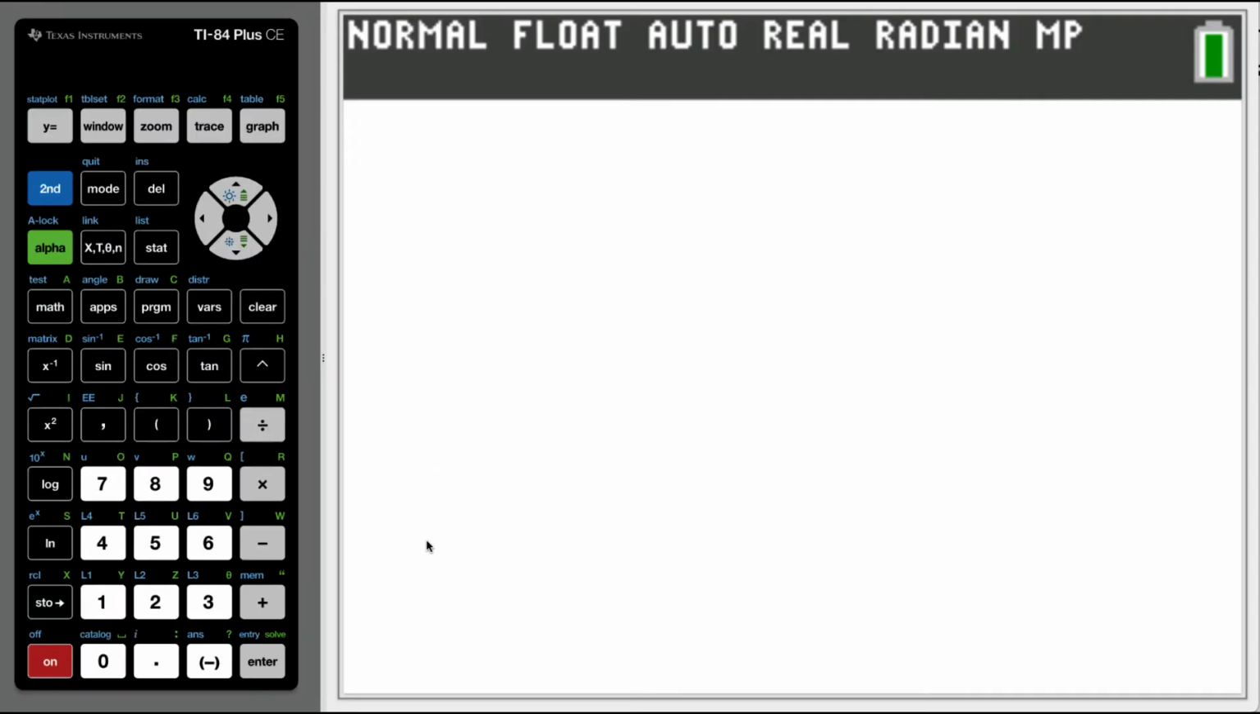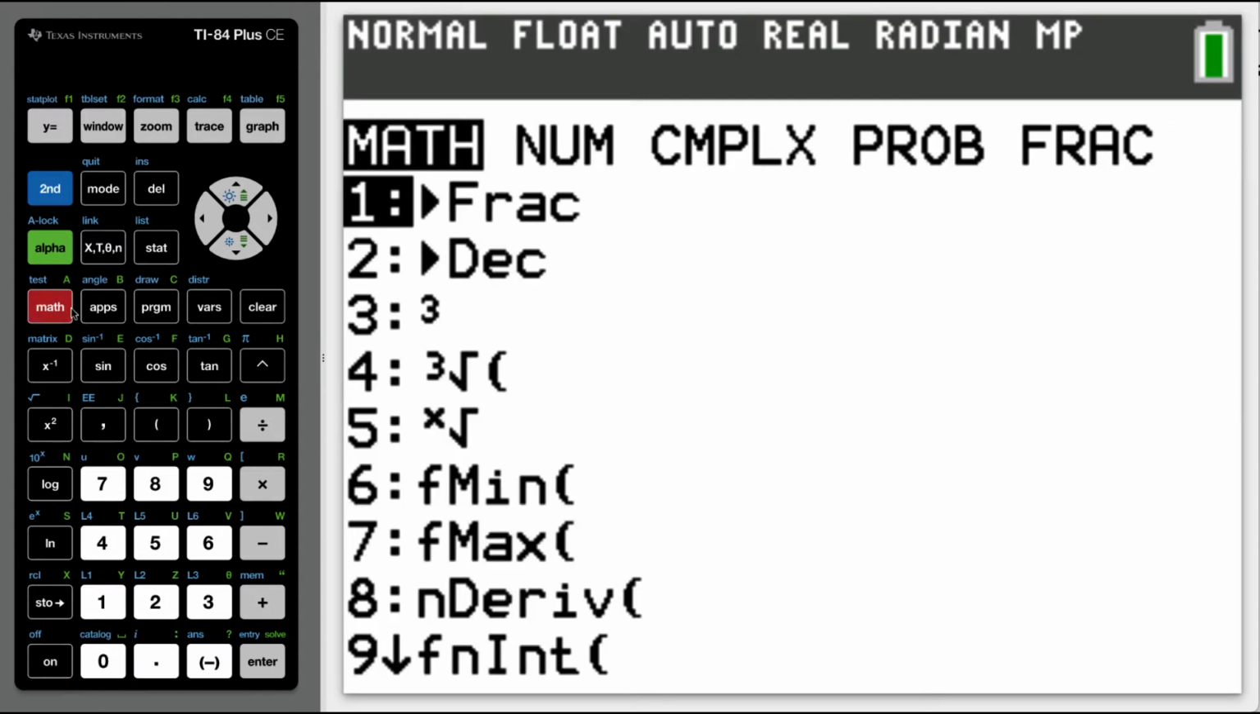Now, depending on if you have a newer calculator or an older calculator, your numerical derivative might look a little bit different, and I'll show you both ways. But in order to find that numerical derivative, we're going to hit our math button, and it should be option number 8 in your menu, this n-deriv.